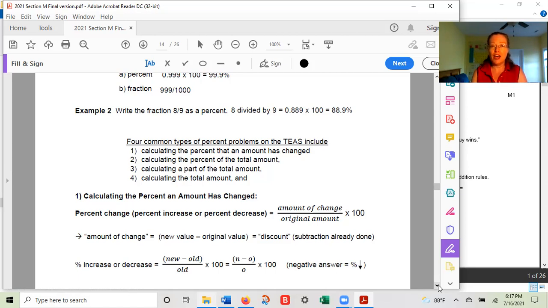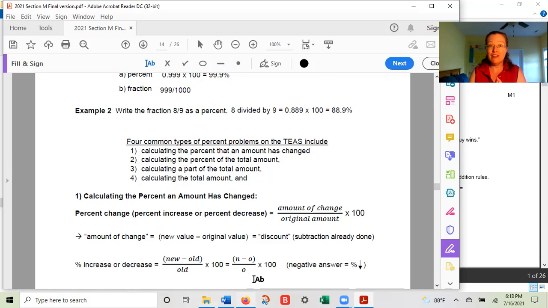One thing that you can do to help with this is to, when you read the problem, make a note of which value is new and which value is old. So if you're given an old and a new, assign them first, then use a formula. And I've shown you here how I write it on my paper. I do n minus o over o, and I have the parentheses on top to remind myself to get that answer first before I divide by the original amount.